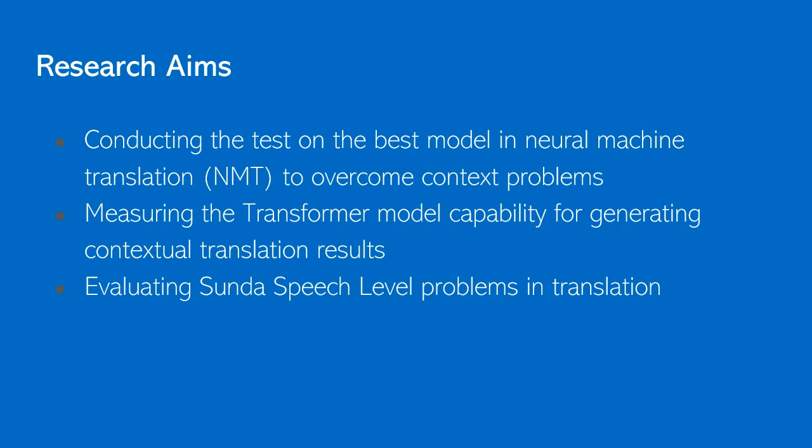Accordingly, the research aims that we want to achieve in these experiments are, first, conducting the test on the best model in neural machine translation to overcome the context problem. Secondly, measuring the transformer model's capability for generating contextual translation results. And third, evaluating Sundanese speech level problems in translation. And in addition, we're going to find the correlation between training data and translation results.